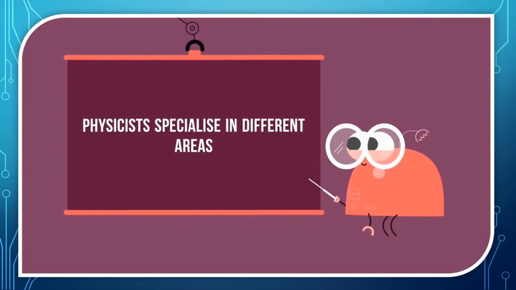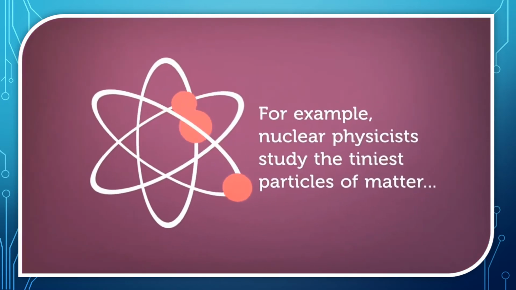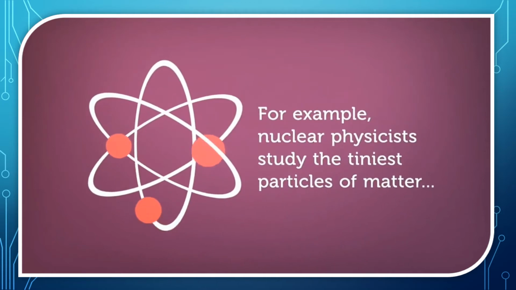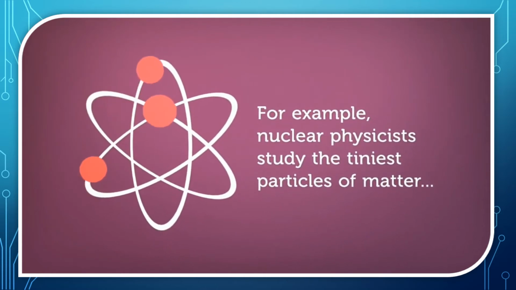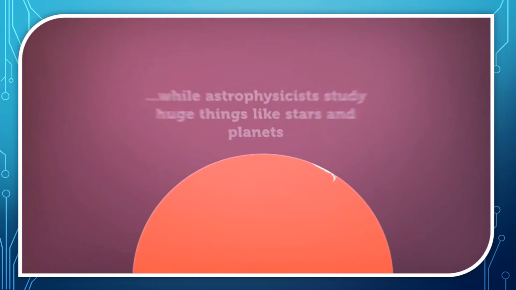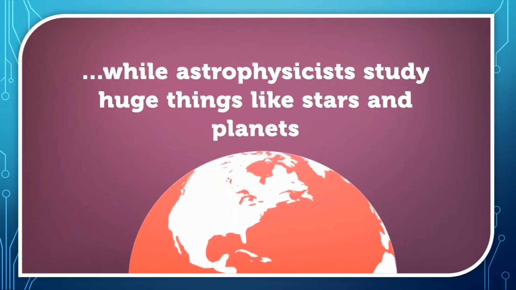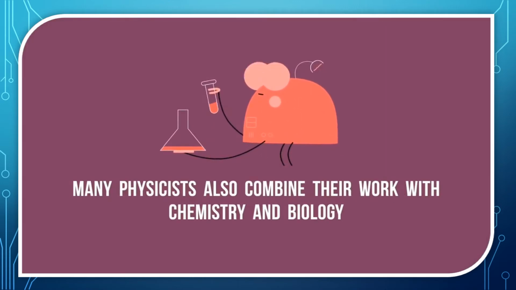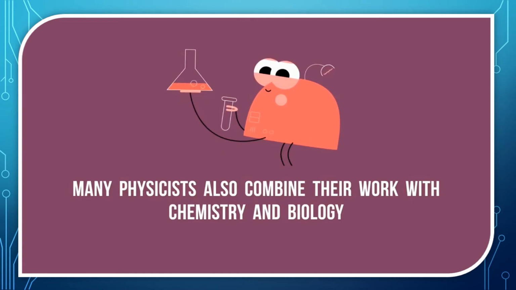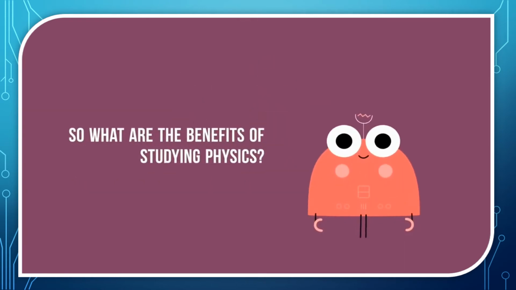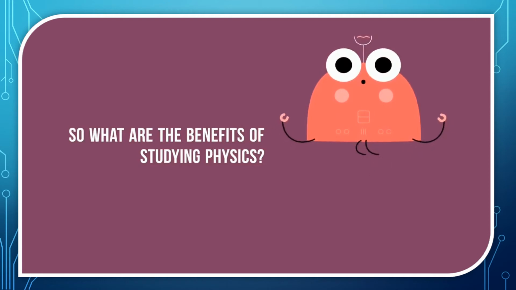Physicists specialize in different areas. For example, nuclear physicists study the tiniest particles of matter, while astrophysicists study huge things like stars and planets. Many physicists also combine their work with chemistry and biology. So, what are the benefits of studying physics?